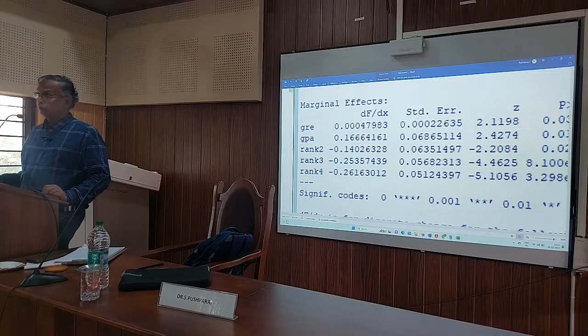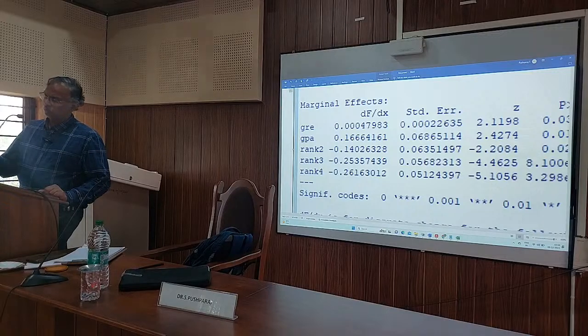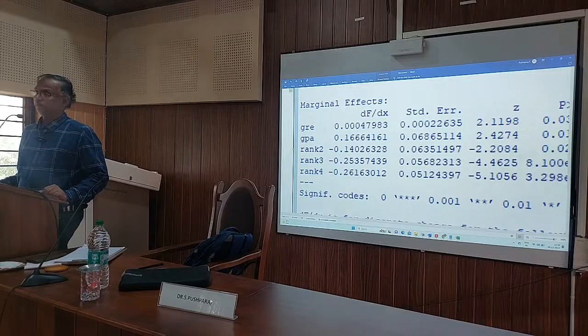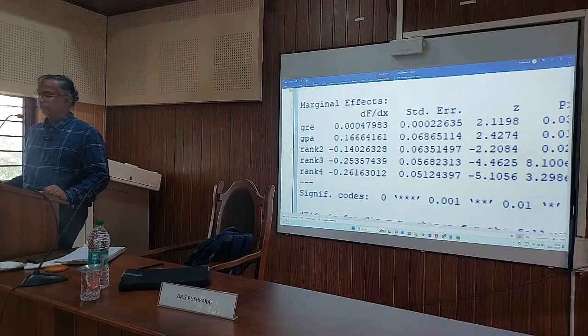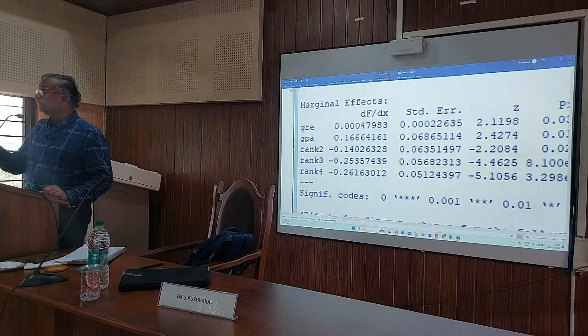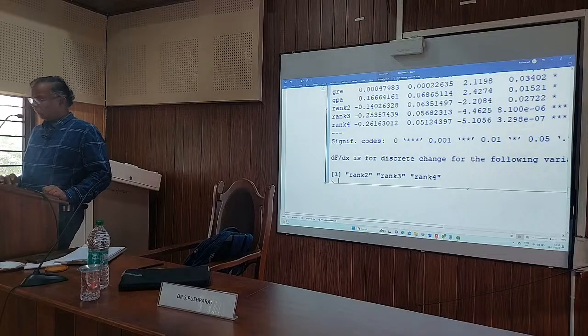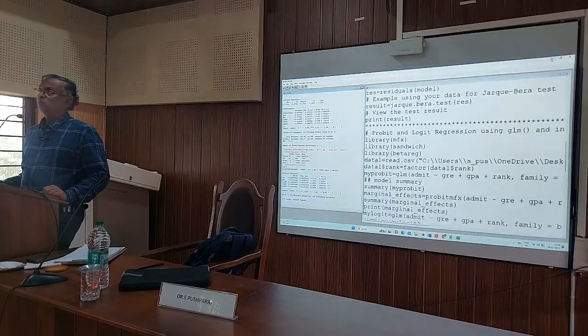When GPA increases by 1 unit, the probability of getting admission increases by 1.66 units. So compared to the top ranking students, the probability of getting admitted is declining. So this is how it should be interpreted. This is marginal effects, straight probability. Okay, fine. So to calculate this, you require a separate function for that.